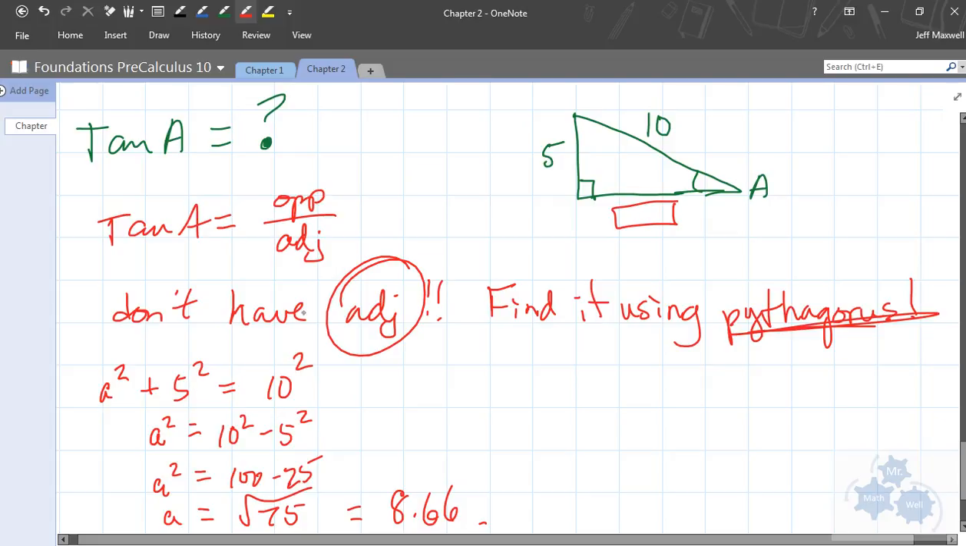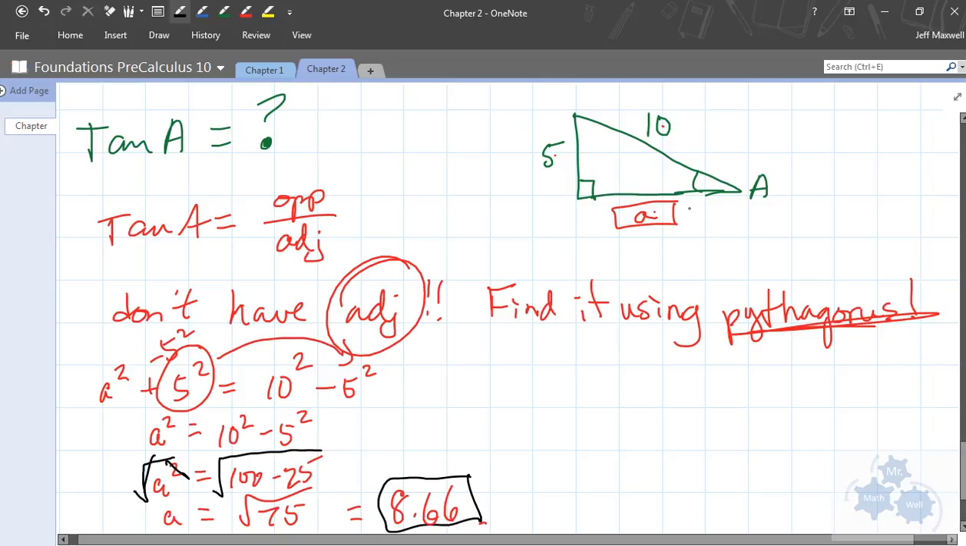So we would set this up. Here is A for adjacent. A squared plus 5 squared equals 10 squared. To solve for A, you want to move the 5 squared over to the other side, so minus 5 squared from both sides. So you have A squared equals 100 minus 25, or A equals the square root of 75. Because we have a squared and we want to get rid of that, we have to square root. So that gets A by itself, equals the square root of 75, which is about 8.66. So now you know that this is 8.66.